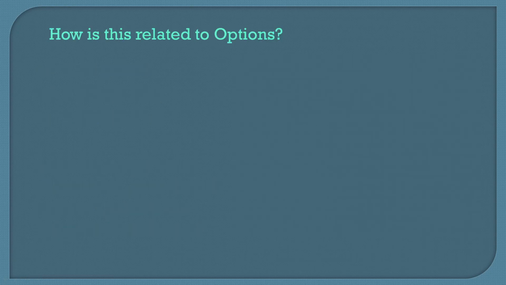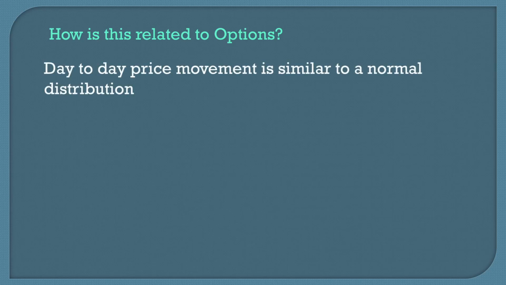The most important question you would probably have right now is, what's the point of learning all this and how does it relate to options? Well, the day-to-day price movement for a stock is similar to a normal distribution. Just keep this in mind. I will show proof in the future. Because it is similar to a normal distribution, you can actually calculate the price range for a stock. Implied volatility is based on one standard deviation, and the time frame is usually 1 year. You can use implied volatility to calculate a 1 standard deviation move, and from there, you can find out the price range of the stock.